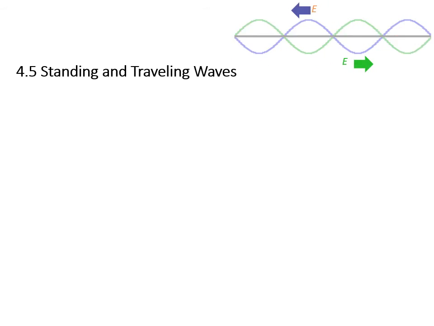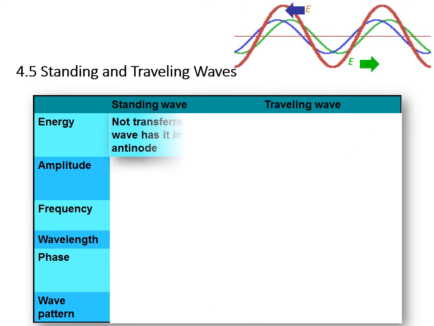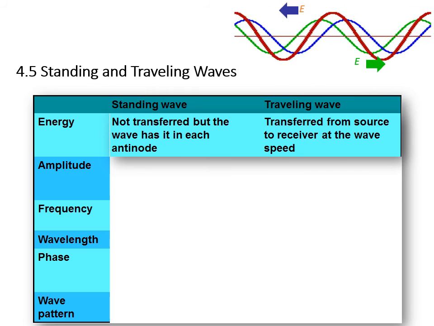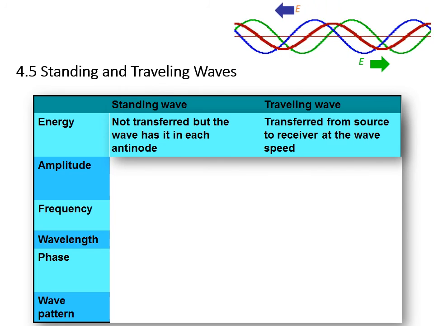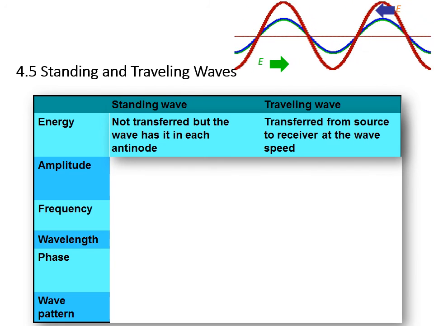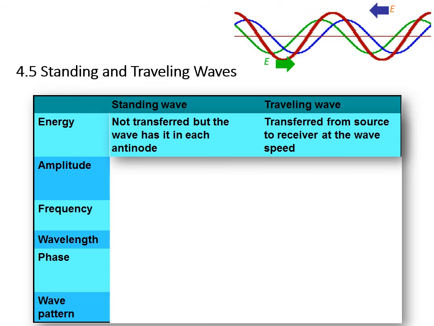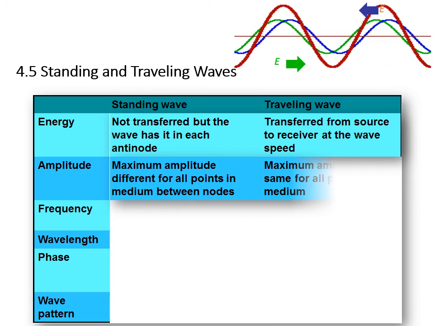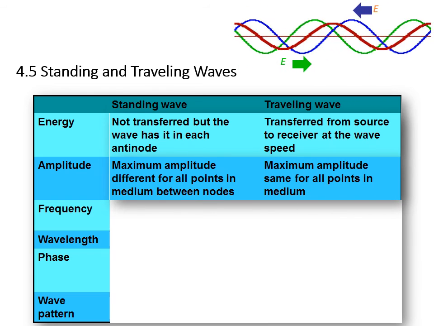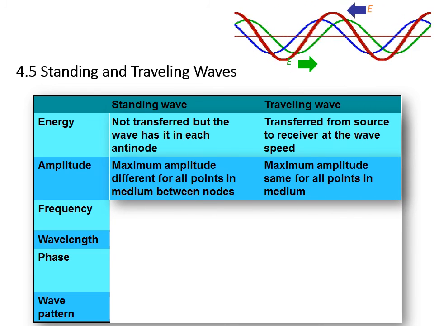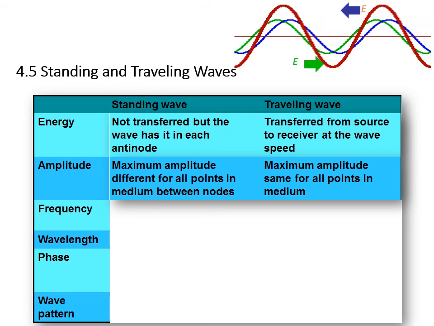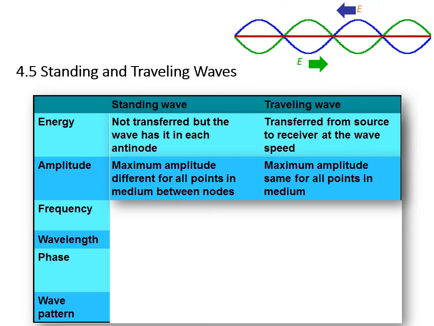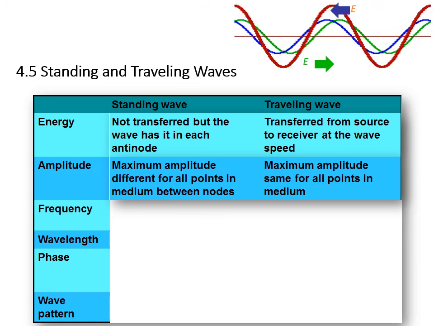Finally, we have a comparison of standing and traveling waves. This is the summation. The energy of a standing wave is not transferred, but the wave has it stored in each antinode. The energy of a traveling wave is transferred from source to receiver at the wave speed. The standing wave has maximum amplitude that is different for all points in the medium between nodes, but all points of the medium in a traveling wave will eventually achieve maximum amplitude.